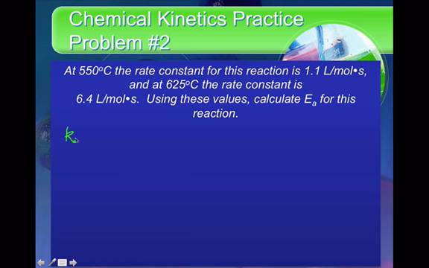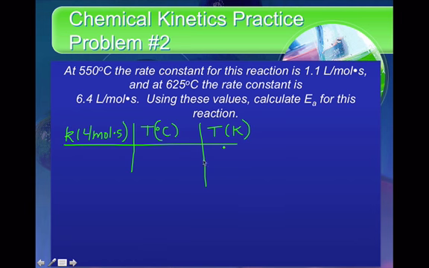What I like to do is set up a quick little table so that I can keep track of what goes where. So I have K, the rate constant, and then I have my temperature in degrees Celsius. But I need to make sure that when I plug it in, I have temperature in Kelvin. So my first rate constant was 1.1 liters per mole second, and the temperature that went with it was 550 degrees Celsius. I'm going to write K1 equals that, which means I also need to convert this, add 273, and that will be my T1. So those are the two values you're going to use.